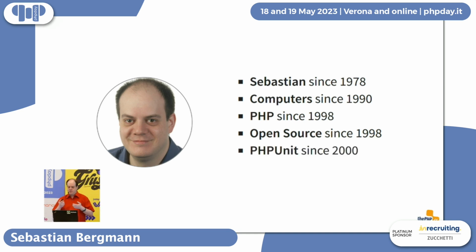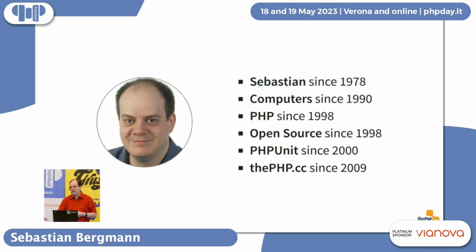And in 2000, so 23 years ago, which is another way of saying that I'm old, not just I do retro computing, but I've been doing this for quite some time, I started to work on PHPUnit. And together with Arne, who's also here, and Stefan, who is not here, in 2009, I founded a PHP consulting company, and we are proud to sponsor events like this one.